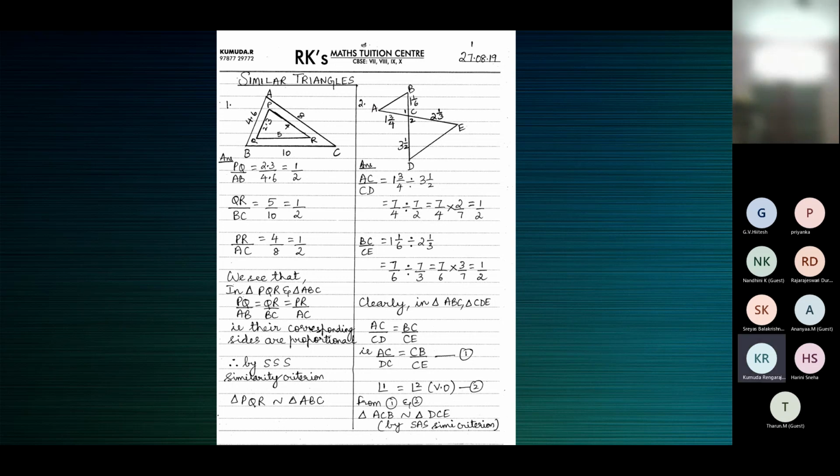Yeah, so this may be very simple for you because you've learned much more in similar triangles. But anyways, please make a note of this, children. Quickly write down this.